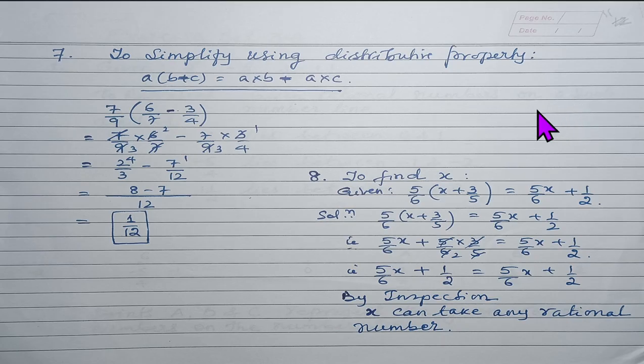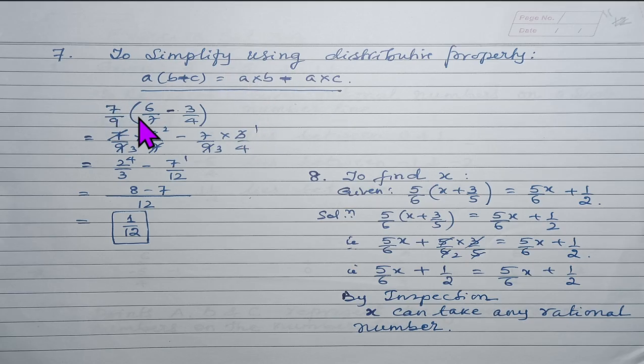Now coming to the next example, that is example number 7, you have to simplify using the distributive property. Now what is the distributive property here? A in the bracket B minus C is equal to A into B minus A into C. We have to use this property and prove it.